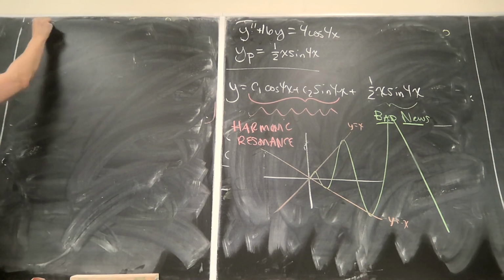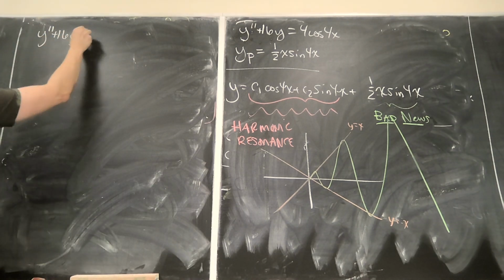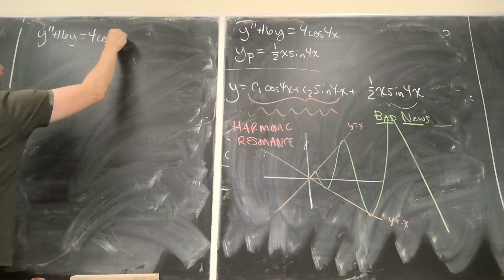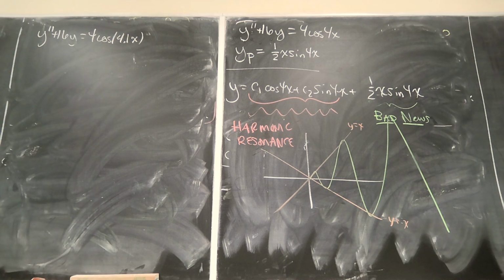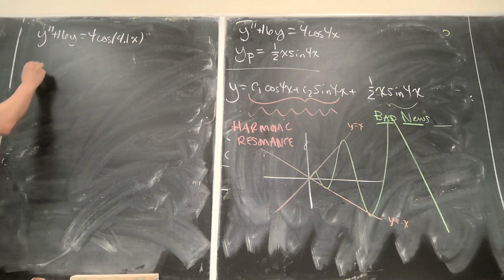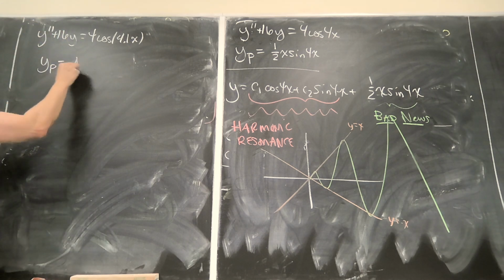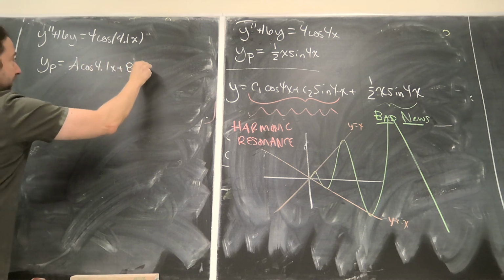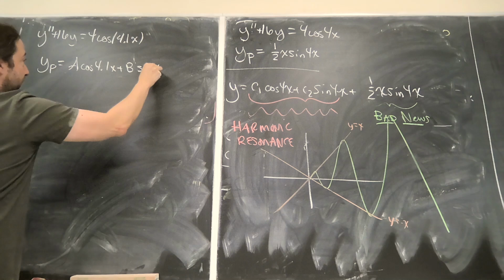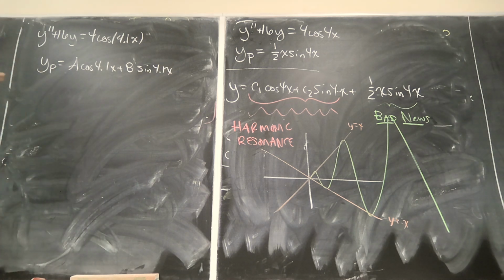So if I wrote down y double prime plus 16y is equal to 4 times the cosine of 4.1x, I don't want you to solve this by hand. Those 4.1s are going to be gnarly. Don't do that, right? But this actually works: you can guess the unmodified solution, Yp is equal to a times the cosine of 4.1x plus b times the sine of 4.1x. That works because that function is not part of the homogeneous solution.